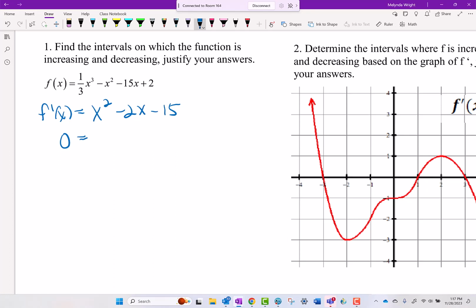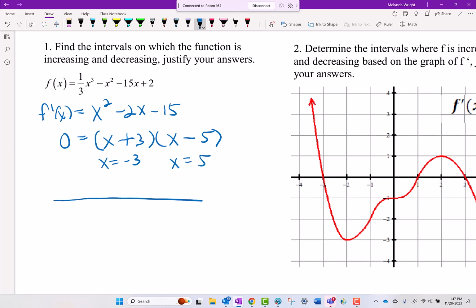And this is actually factorable, luckily. And that gives me what? The back sign is negative, so the signs are different. So what is that? A plus 3 and a minus 5. All right, so my critical numbers are x equals negative 3 and x equals 5. Those are my critical numbers, and those are going on my number line.